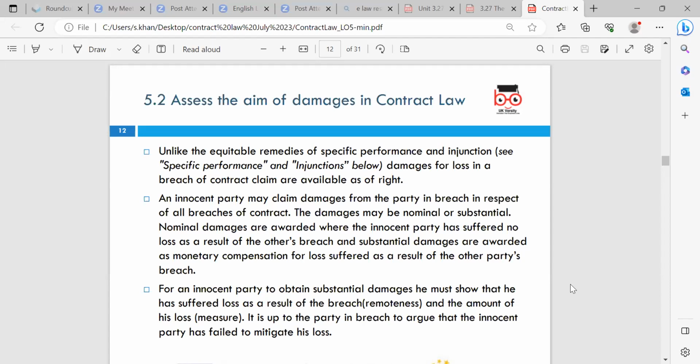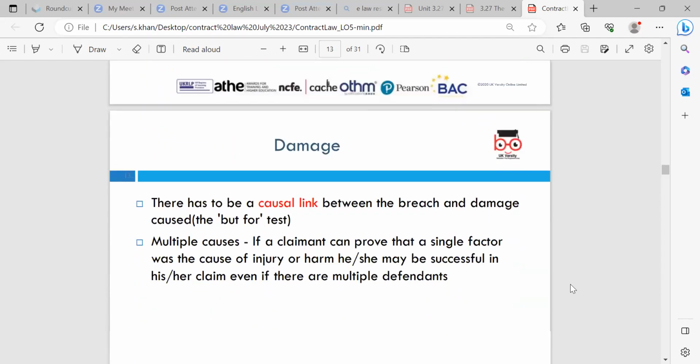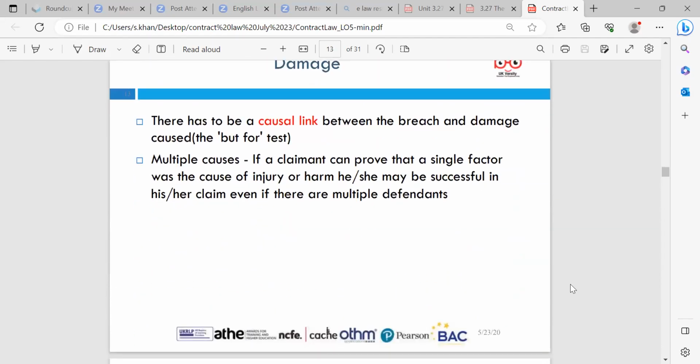For an innocent party to obtain substantial damages, he must show that he has suffered loss as a result of the breach, so the remoteness side of it, and the amount of his loss, so the measure of the loss, how much. It is up to the party in breach to argue that the innocent party has failed to mitigate his loss. So with damage, there has to be a causal link between the breach and the damage, the but-for test. Multiple causes. So if the claimant can prove that a single factor was the cause of injury or harm, he or she may be successful in his or her claim, even if there are multiple defendants.